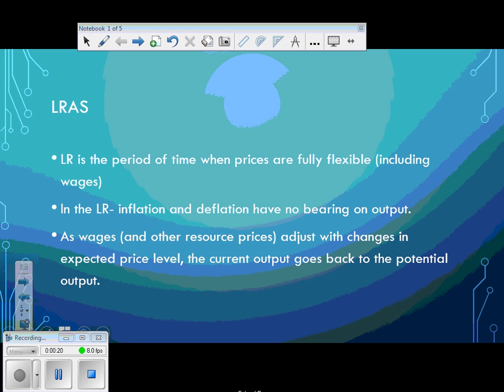Well, in macro, long run is when prices are fully flexible. So when we talk about prices, we mean everything, price of resources, and specifically for our purposes, most importantly, wages. Something else about the long run that's important is inflation and deflation do not really matter. We're going to be at our potential output in the long run, regardless of the inflation rate or the deflation rate.